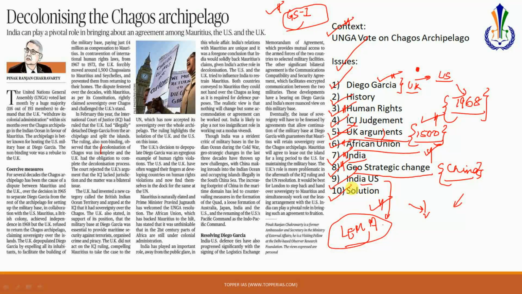UK should accept the sovereignty of Mauritius over the Chagos Archipelago, but definitely this military base should be sustained, and for sustaining this military base, this island should be leased out by Mauritius to the United Kingdom as well as to the US, and that is how both the parties will have a benefit in this particular issue. So that is what has been discussed, and that is one solution that has been issued.